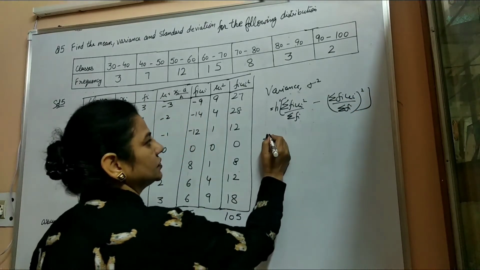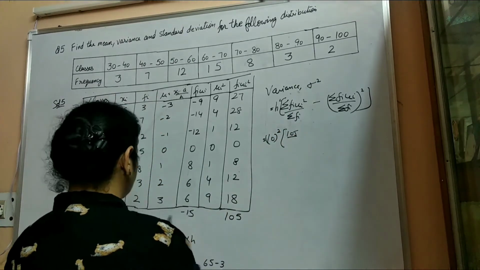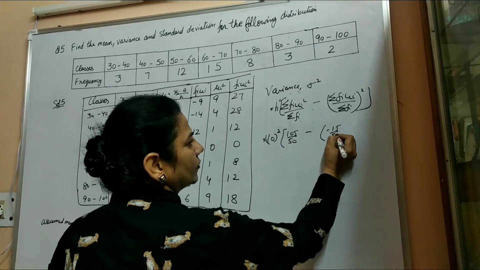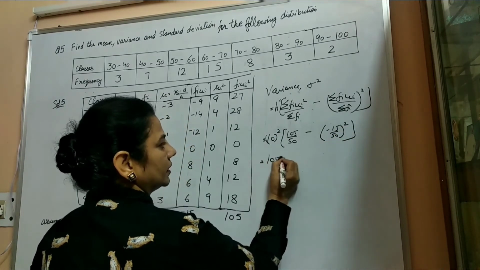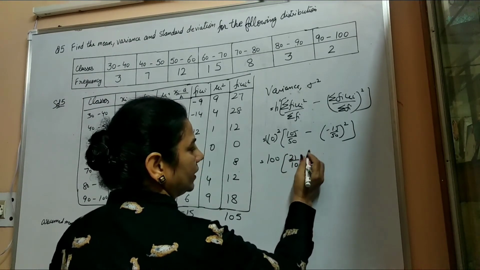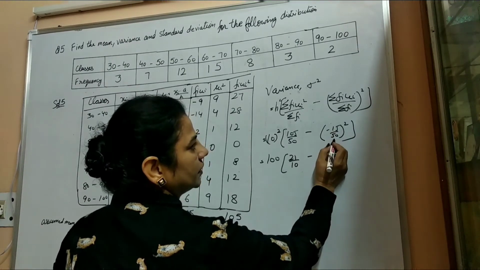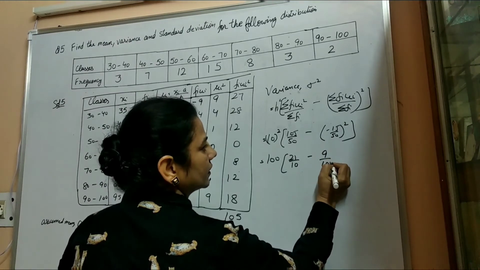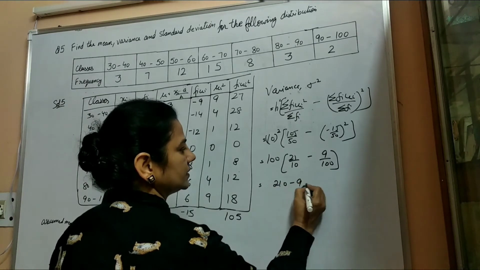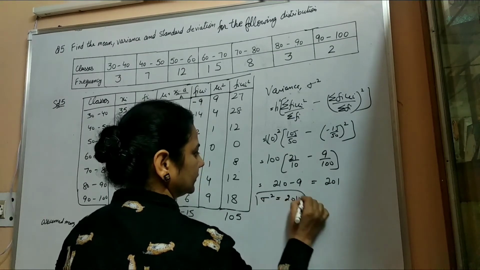Using this formula, since h is 10, so 10 square, Σfᵢuᵢ² is 105 upon Σfᵢ which is 50, minus Σfᵢuᵢ which is minus 15 upon 50, whole square. This gives me 105 upon 50 into 100, which is 1 upon 10 minus, again taking the square of this, 3 by 10, which means 9 by 100. On solving, take the LCM as 100. You will get 210 minus 9 is equal to 201. So variance is 201. This is my variance.